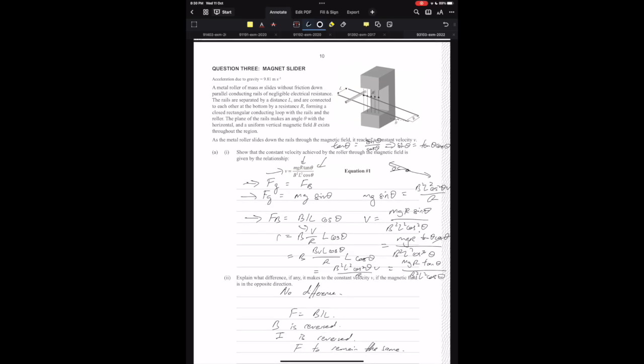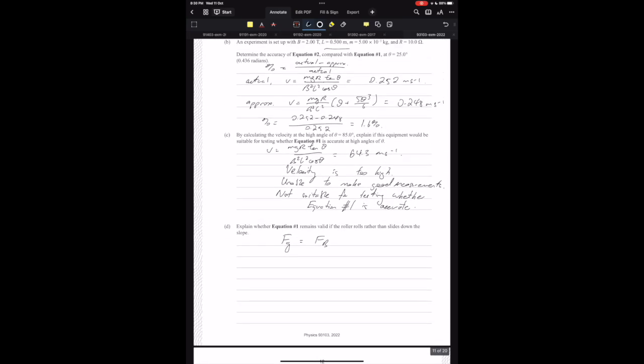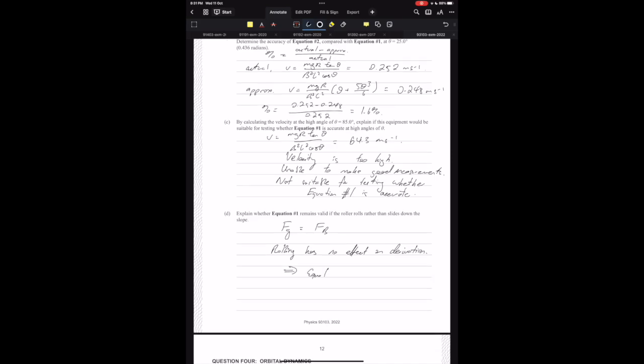And you can see everywhere along the derivation. So here we're just substituting for Ohm's law. Obviously the rolling does not affect that. Here we're just substituting again, and here simplifying. Here we are rearranging. Here we're equating. Here we're rearranging. And basically nowhere along this derivation does the fact that the roller is rolling have an effect on the derivation. And so we can say that rolling has no effect on the derivation. And so therefore equation number 1 remains valid.